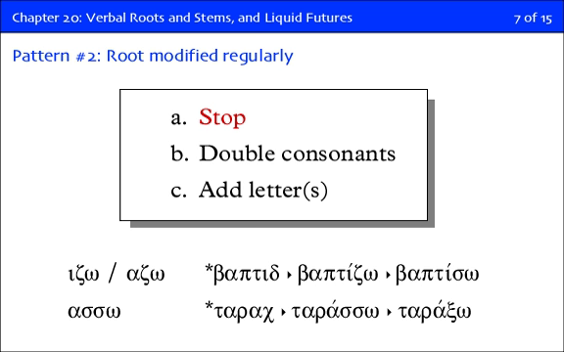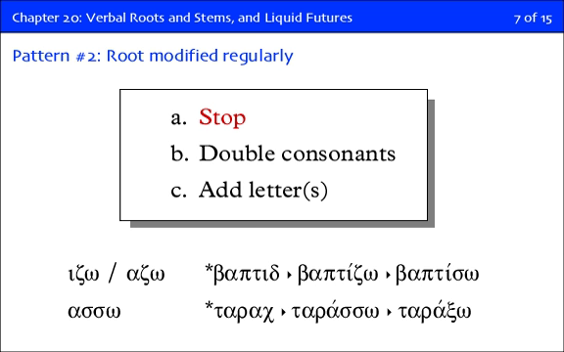Okay, what about pattern 2, verbal roots that are modified regularly in the formation of the present tense? Well, there's three subcategories for this. There are some stems that end in a stop. Now, these are different than what we saw in pattern 1, because there's other things going on as well. But they're words that end in a stop. Take, for example, and again, you don't have to memorize these right now. I just want you to see how the pattern works.